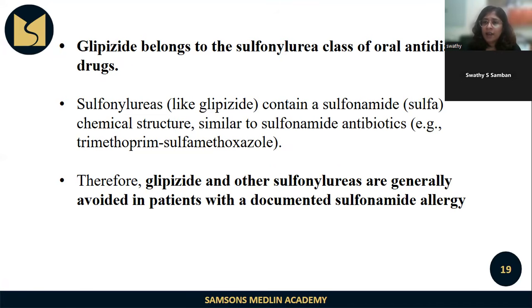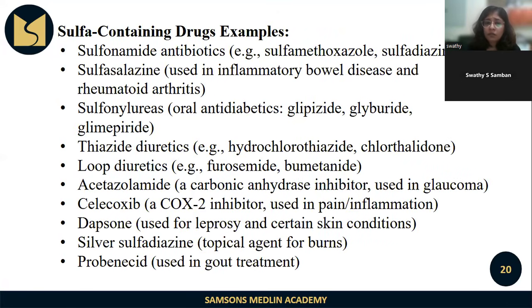You need to have an understanding of the sulfur-containing drugs. You need to be familiar with this. There are a few that I've listed here. Among antibiotics containing sulfonamide, we have sulfamethoxazole and sulfadiazine. We have sulfasalazine, which we use for inflammatory bowel disease and rheumatoid arthritis. We have the sulfonylureas, the oral antidiabetics, like the one we discussed, glipizide.